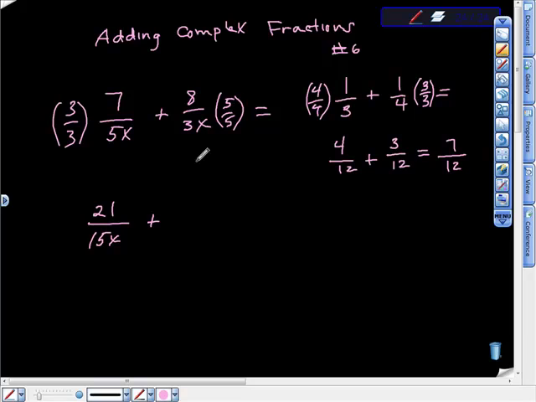Plus 8 times 5 is 40, and 3x times 5 is 15x again, isn't it? Remember, this is not a multiplication sign, this is an x. This is an x. So what are we going to do here? We're going to add. We have common denominators. First thing we check for, we have common denominators. So the common denominator that they share is 15x. And then what do we have in the numerator? We have 21 here, 40 here, for a total of 61, right? So here's our answer, 61 over 15x.